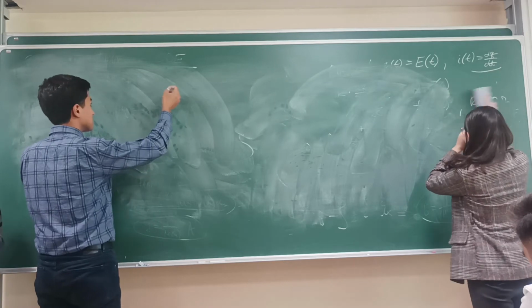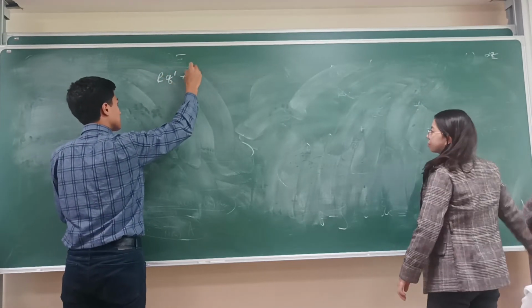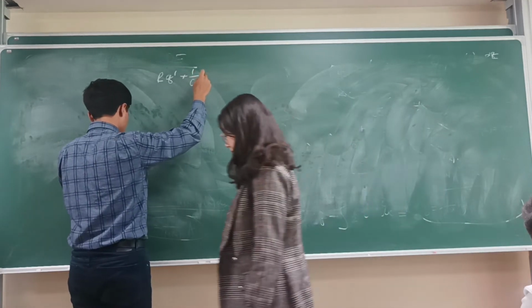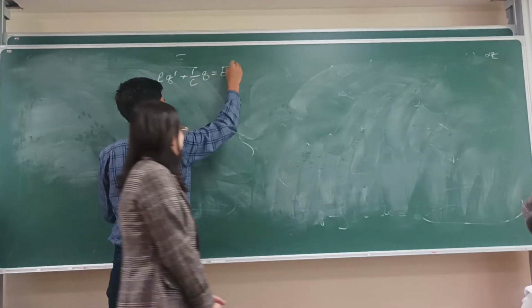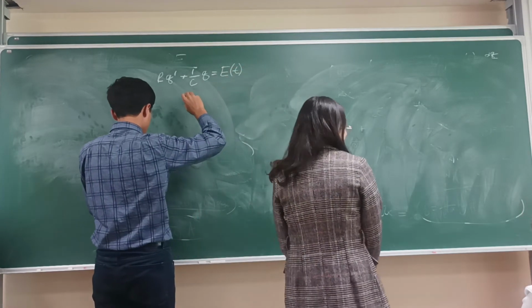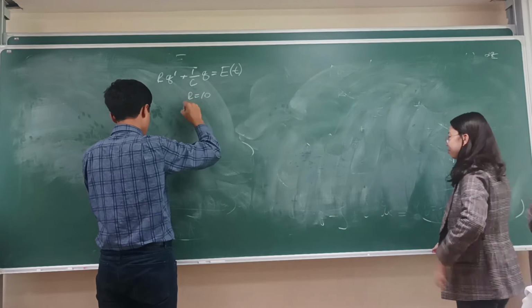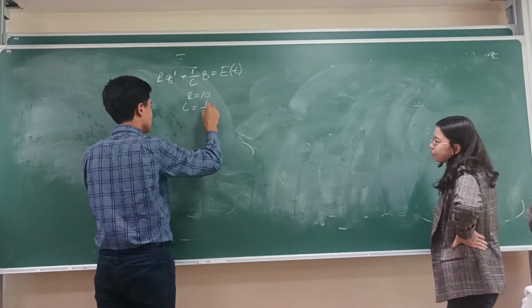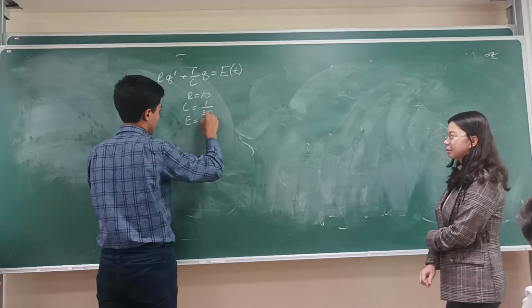We have a similar problem: R q prime plus 1 over C q equals E. Okay, and your R is 10, your C is 1 over 30, and take your E, for example, 10.